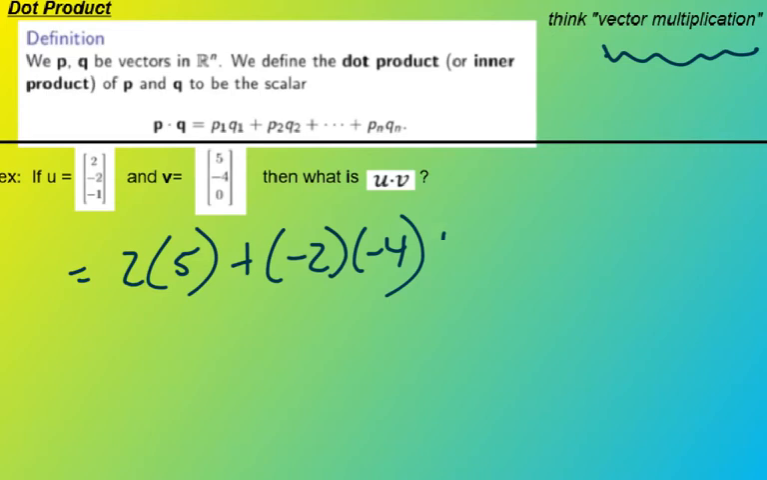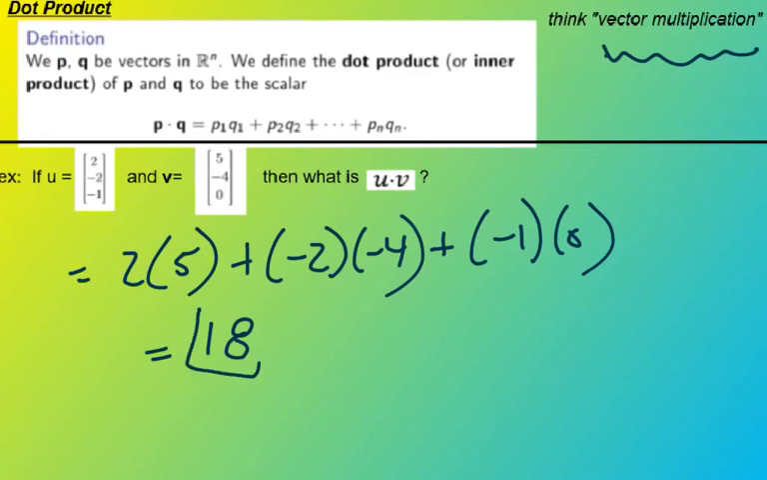And then I would just add it to -1 times 0. And if you just add all that up, I think you should get 18, if I did my math right. And so that's it. That's how you multiply, in quotes, a vector, or 2 vectors. And for right now, I just want you to know how to do it.